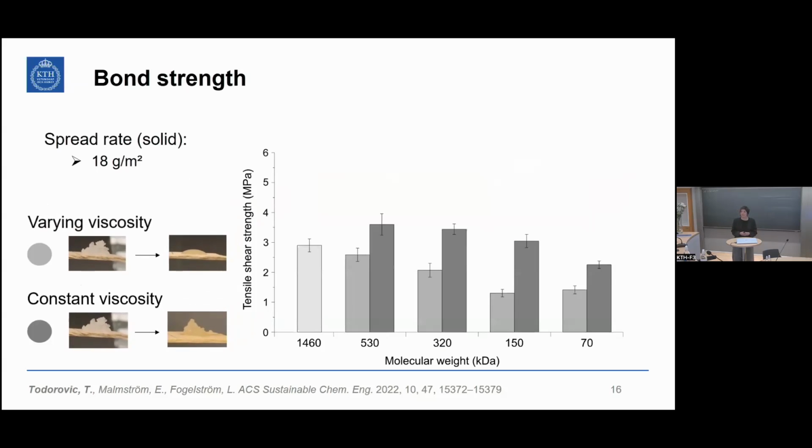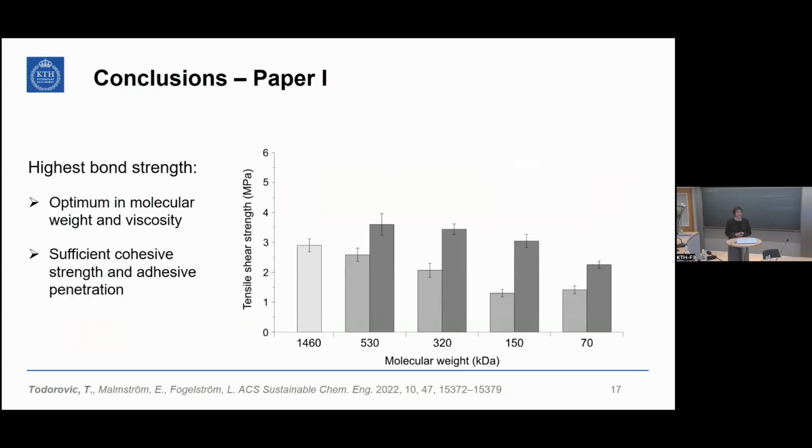And then when we analyzed the bond strength of these veneers, we saw different trends. The highest bond strength was not achieved with the highest molecular weight, but with an optimum molecular weight, in this case 530 and 320 kilodalton. So to conclude, the highest bond strength is achieved with an optimum in molecular weight and viscosity, because we have sufficient cohesive strength in the bond line, and the molecular weight also allows for penetration of adhesive into the wood, which improves the strength.